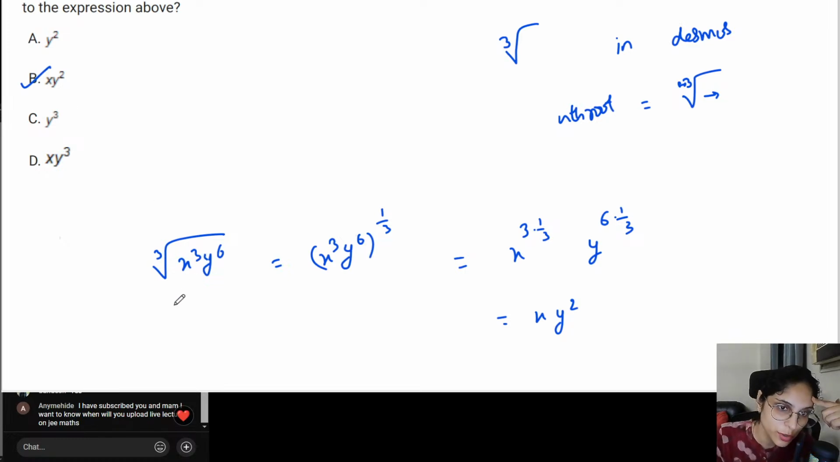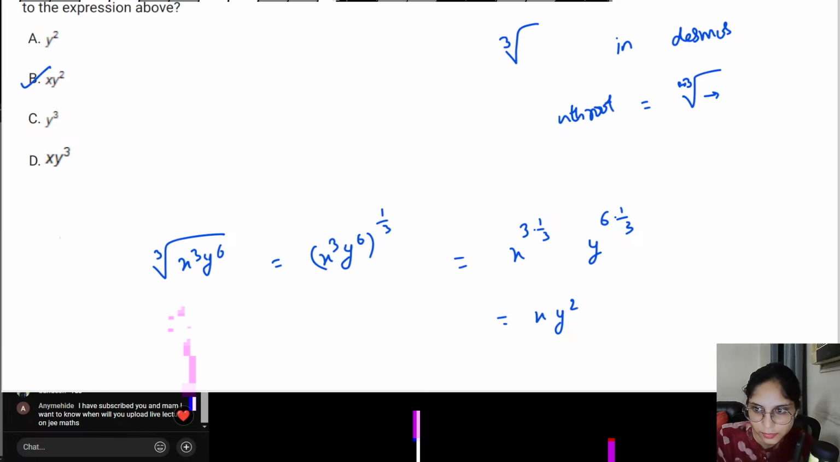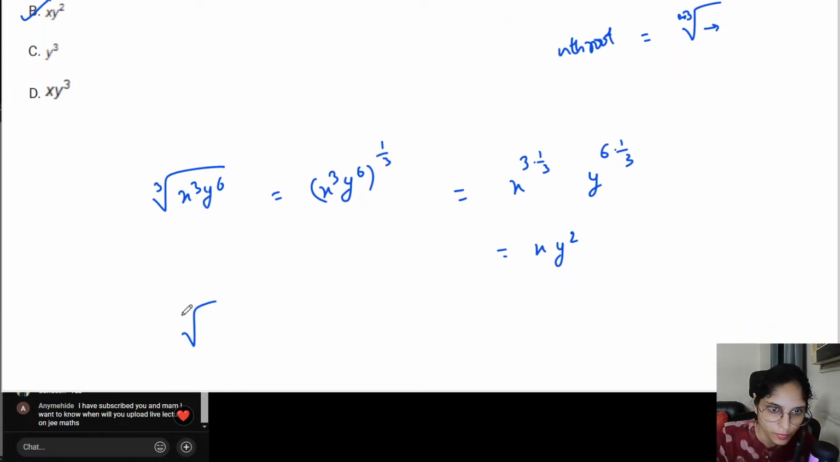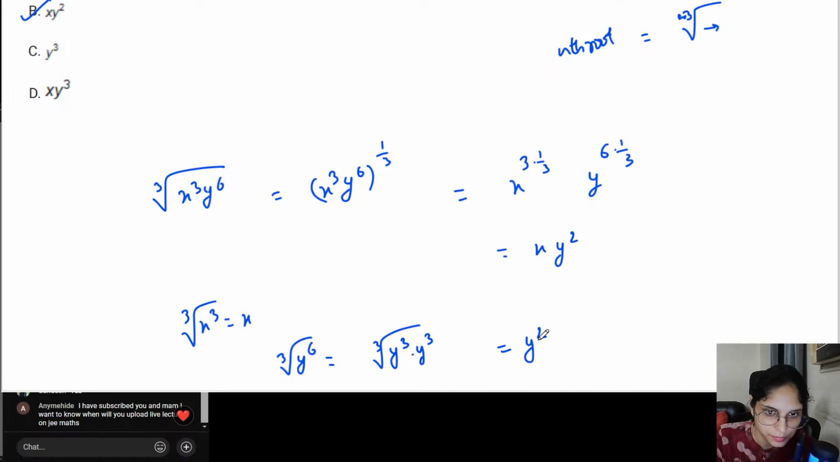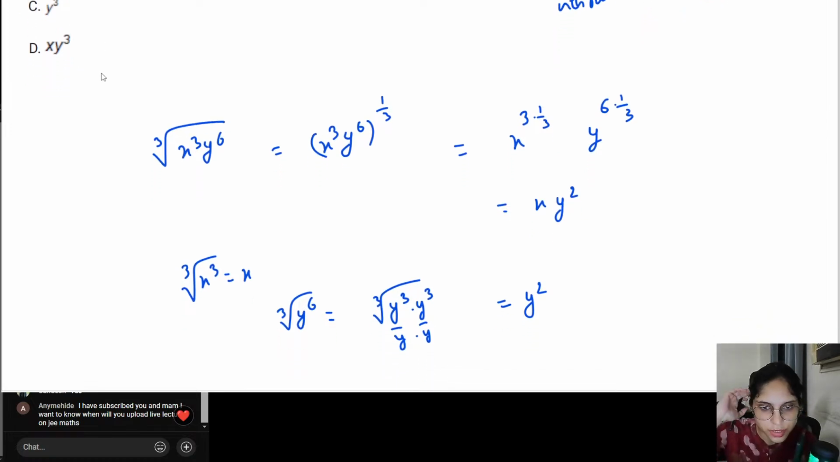Cube root of x cube is going to be x. Y to the 6th, there are like y cube times y cube. So they're going to be y squared. Okay? Because you'll get 1y from here, you'll get 1y from here. So it's y squared. Those are the ways that you can solve this problem.